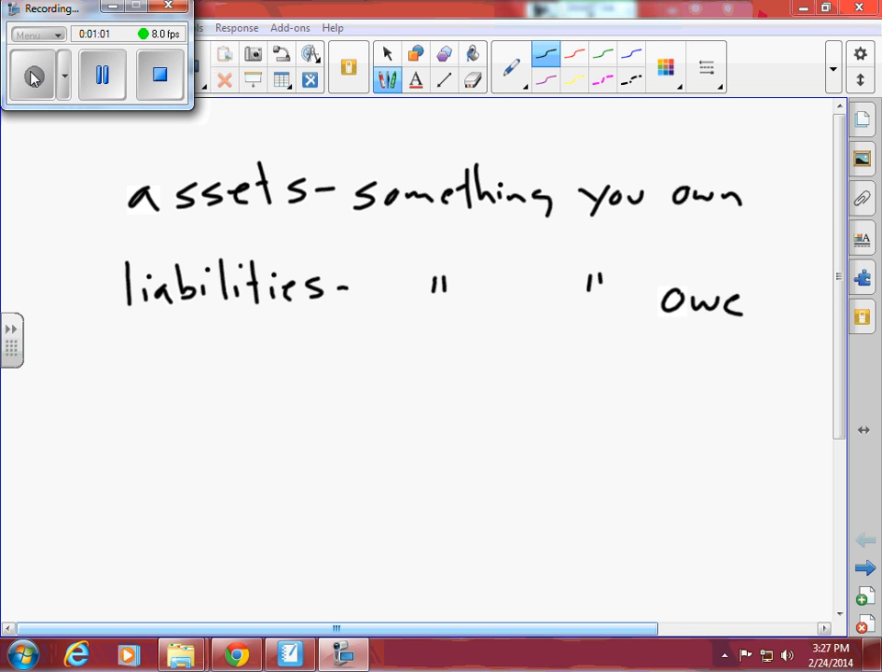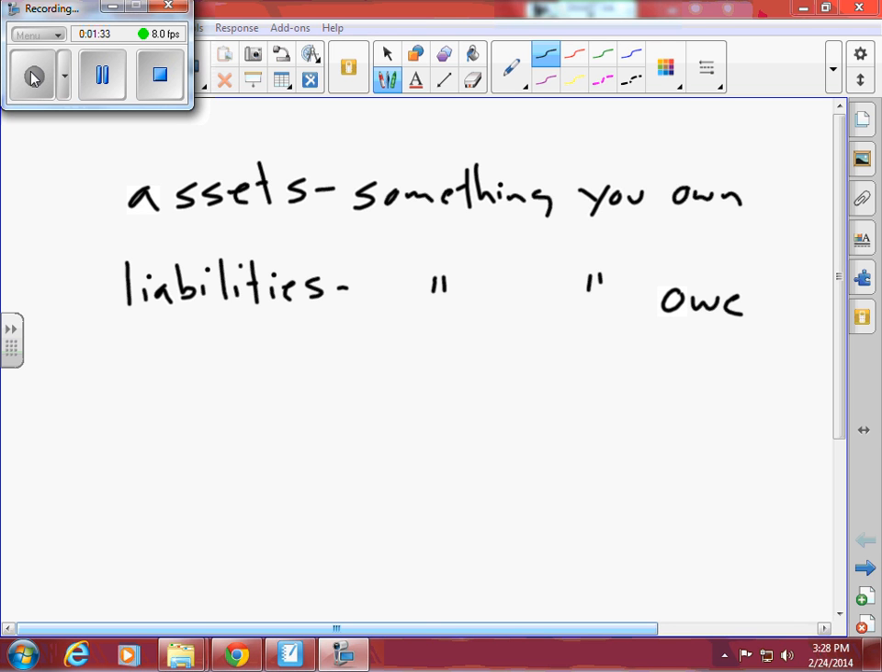So you see the two terms I have up there so far, assets and liabilities. It's very simple just to think of assets and liabilities. A couple of things. It depends on the perspective a lot of the times if something's an asset or a liability. I define an asset as something you own and a liability as something you owe. But if you're the bank, something that's an asset to the bank might be a liability to me, and something that's a liability to the bank might be an asset to me.